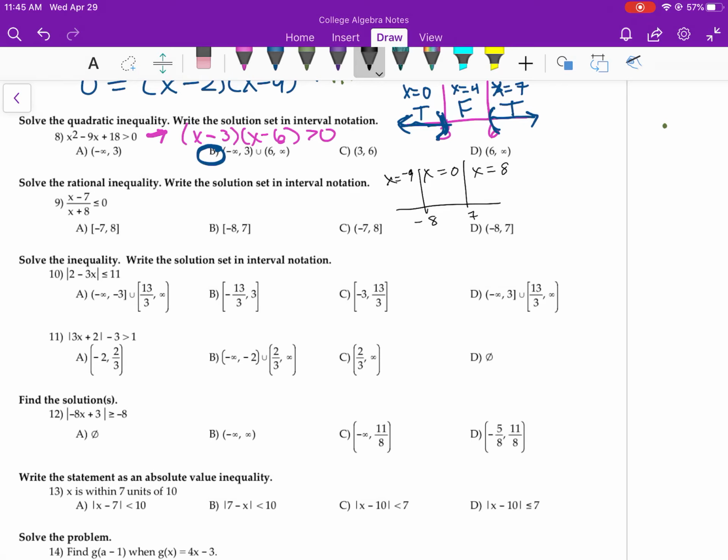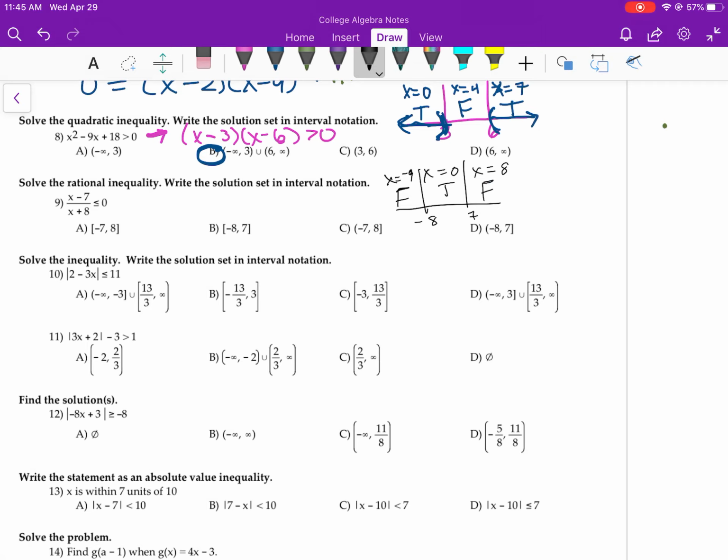Okay, if I put -9 in, I'll have a negative quantity divided by a negative quantity, which is not less than 0. So false. If I put in 0, I'll have a negative over a positive, which is true. And I'm sorry, 8 makes a positive over a positive, which is positive, and that's not less than 0.